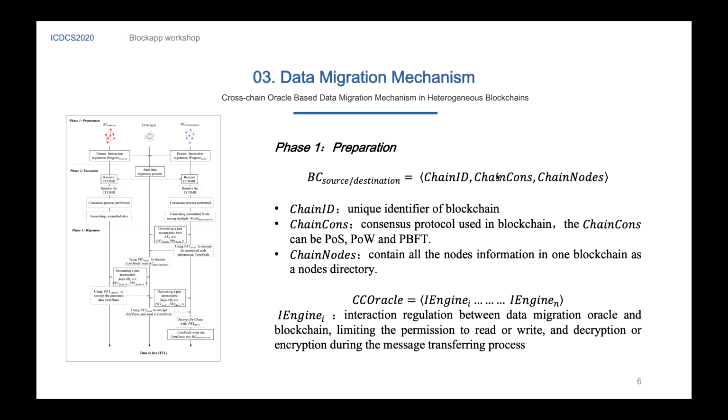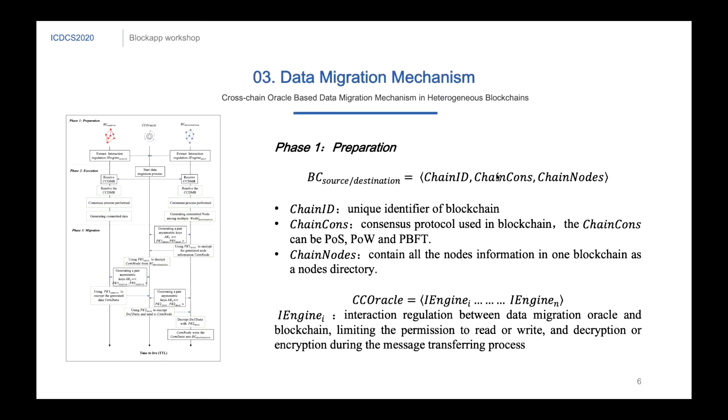The two neither depend on other blockchains nor are sidechains of another blockchain. It can be denoted as chain ID, chain contracts, and chain nodes. Chain ID denotes the unique identifier of the blockchain, so the value is different. Chain contracts is the consensus protocol used in the blockchain. In this case, the chain contracts can be POS, POW, and PBFT. The chain nodes contains all nodes information in one blockchain as a nodes directory.